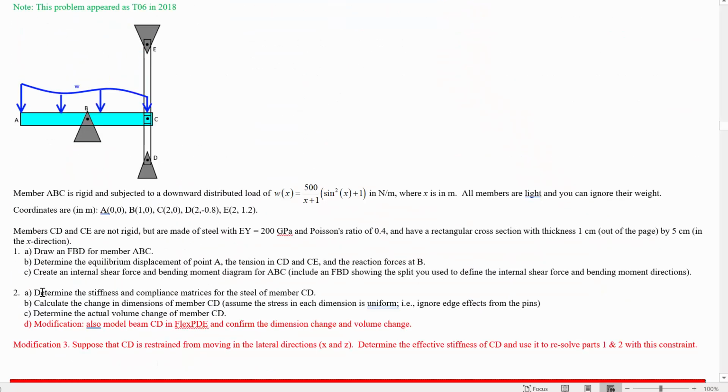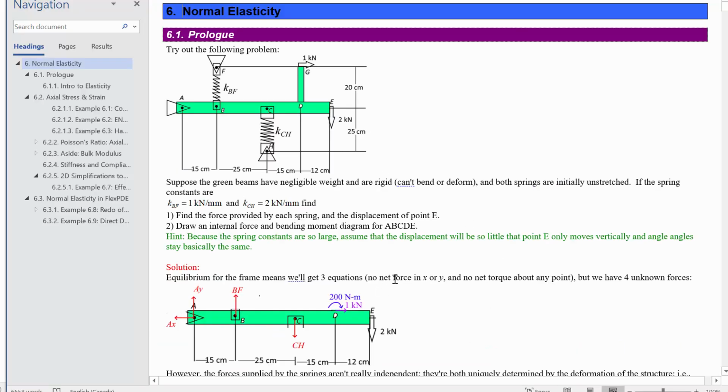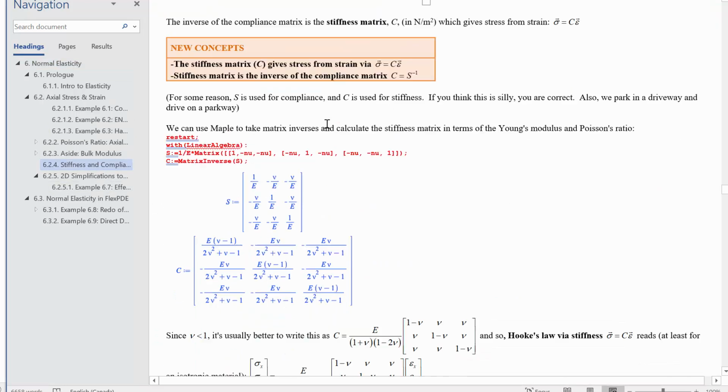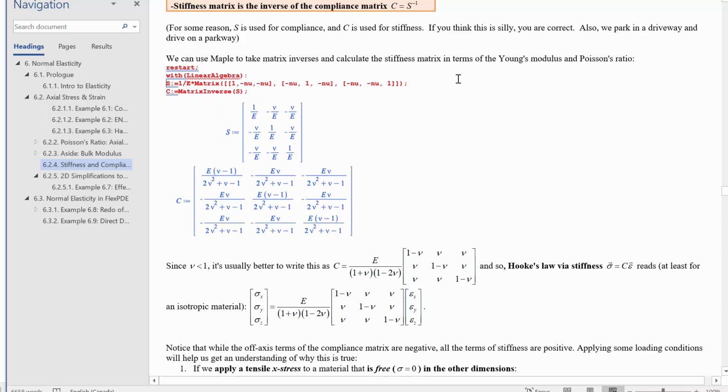So the next part is: determine the stiffness and compliance matrices for the steel of member CD. And the matrices themselves don't depend on the geometry, so we don't need to know the dimensions of this to figure out these matrices. To get those, what we can do is jump back to the notes, go to the part on stiffness and compliance matrices, and then copy in the code that has this already written out, and that's probably the easiest way.